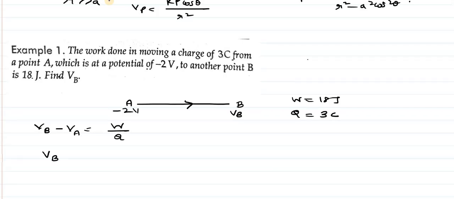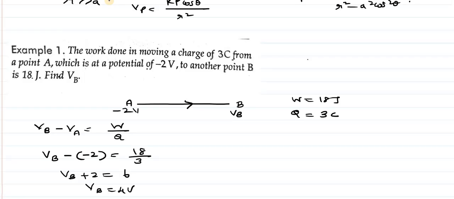So VB as it is I can take it. VA is minus 2 volt. So minus of minus 2, and 18 by 3. So VB plus 2 will be equal to 6. VB is 4 volt. Direct substitution, yes or no? Is there any difficulty in this? No. It's a simple sum.